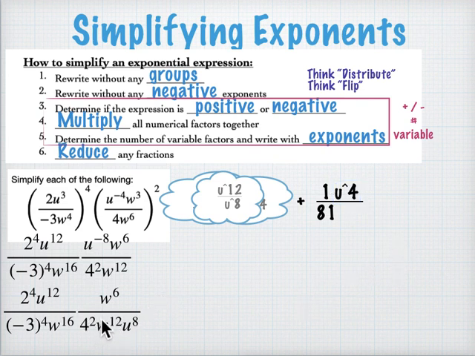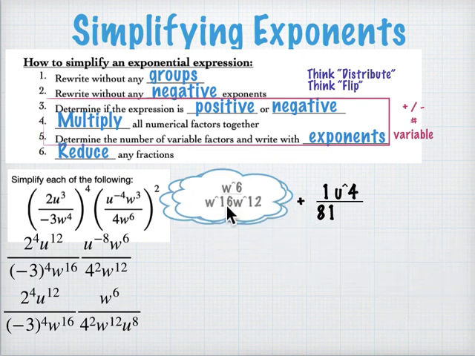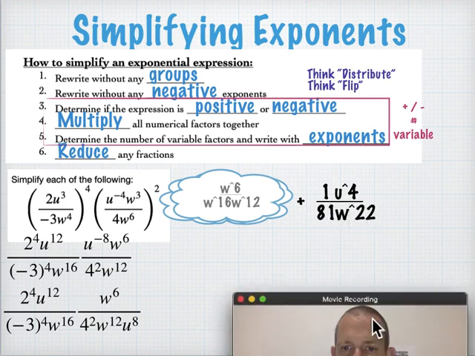Finally, when we look at the w's, there are 6 w's on top, and there are 16 and 12 w's on the bottom. Again, if we think about who wins and by how much, on the bottom, the property says that we can add these exponents. That would be 28 total. So 6 versus 28, there are 22 more w's on the bottom than on the top. And so here would be our final answer then: u to the 4th over 81 w to the 22nd.